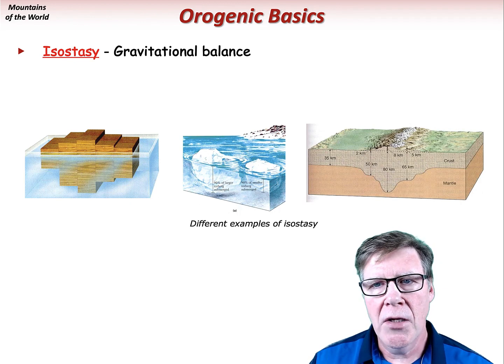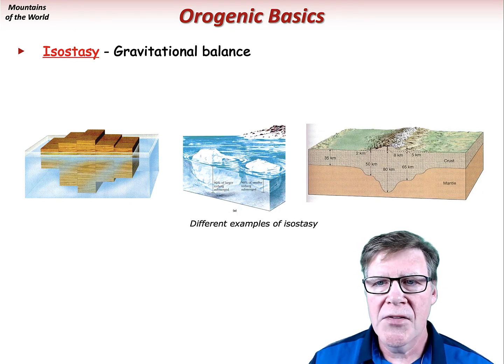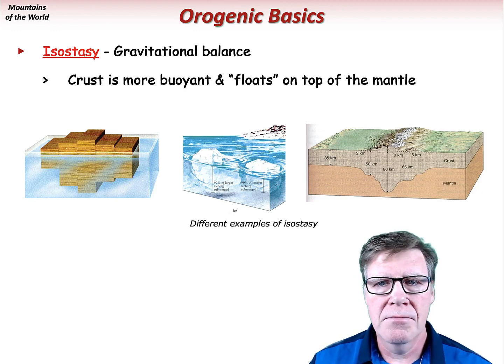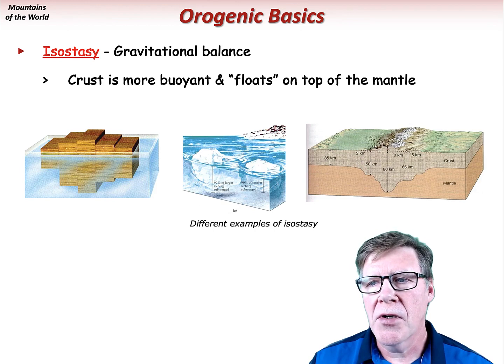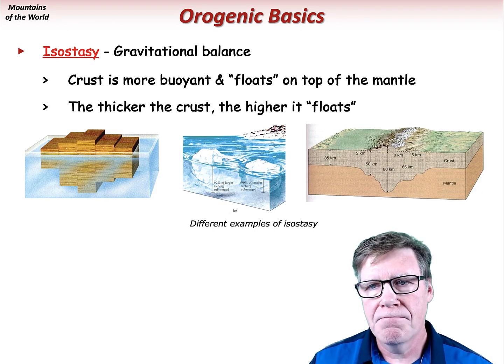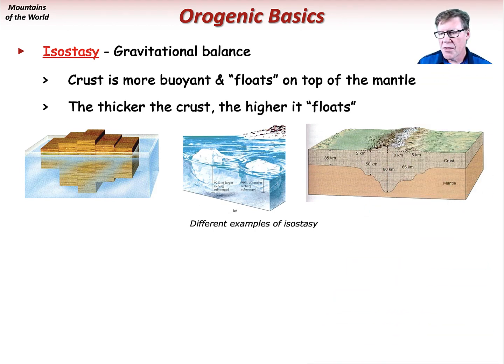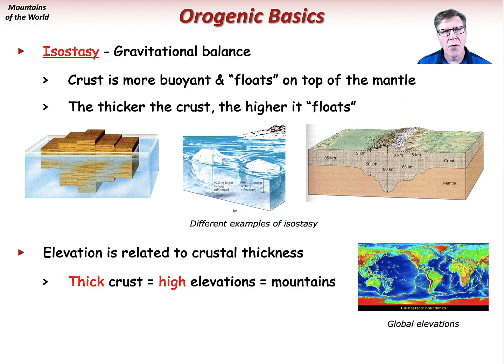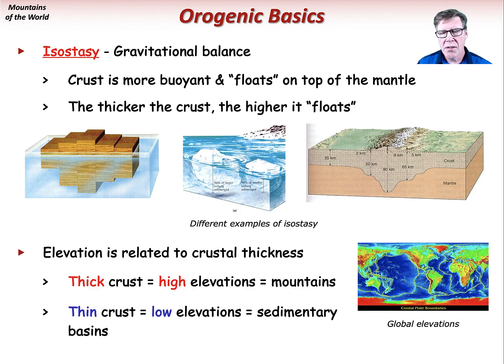The crust, be it oceanic or continental, is less dense than the mantle. Thus, the crust is more buoyant and floats on top of the mantle. Furthermore, the thicker the crust, the higher it floats. Thus, elevation is related to crustal thickness. Thick crust yields high elevations, which form mountains. Thin crust yields low elevations, which form sedimentary basins.